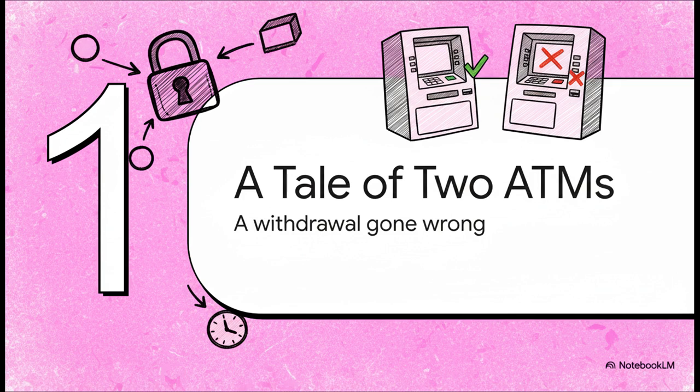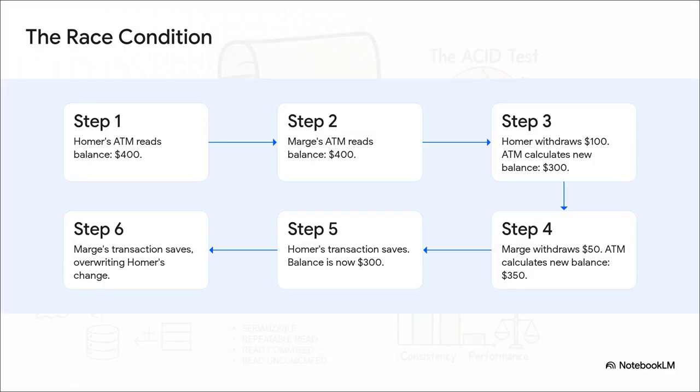All right, let's set the stage for a little disaster. Meet Homer and Marge. They have a joint bank account, and on one fateful day, they both decide they need some cash. So they head to two different ATMs at the exact same moment. Now watch this closely, because this is where everything goes sideways.